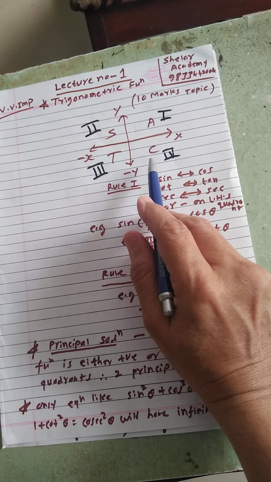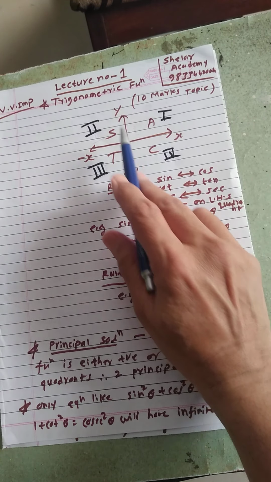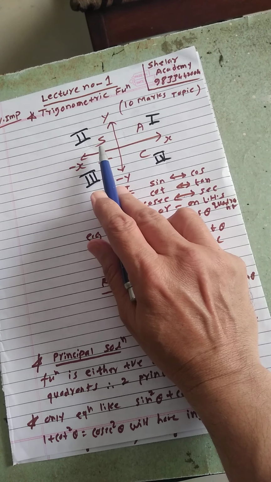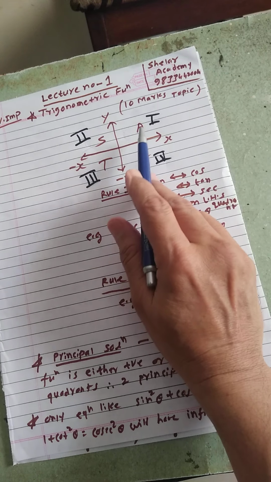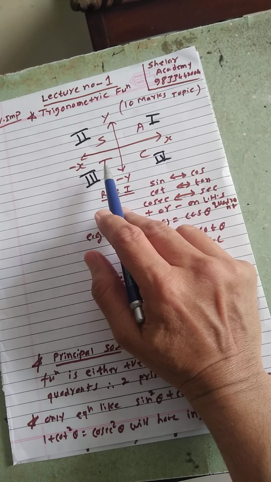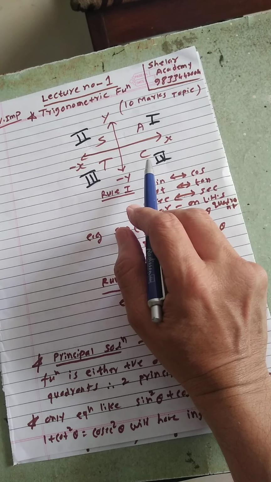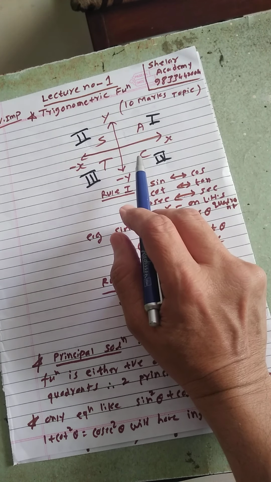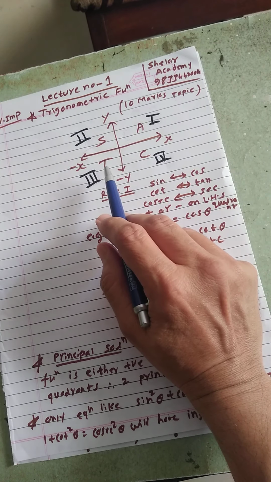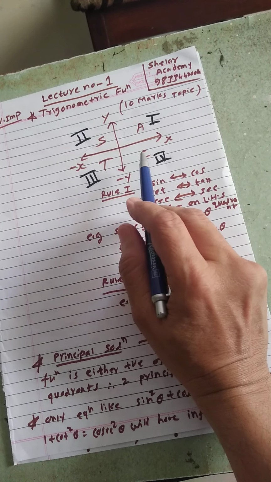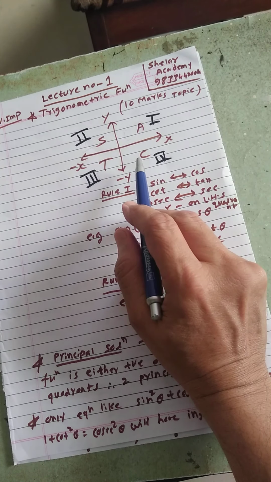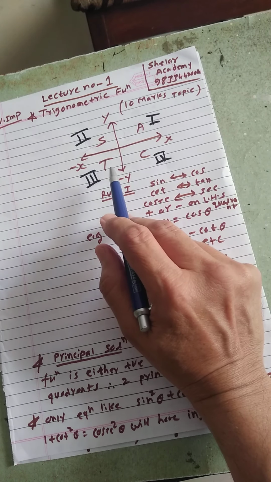That means always two functions are positive in two quadrants. Sine positive in first and second. Tan positive in first and third. And cos positive in first and fourth. Like that, each function is negative also in two quadrants. Sine negative in the third and fourth quadrant, cos negative in the second and third quadrant, etc.